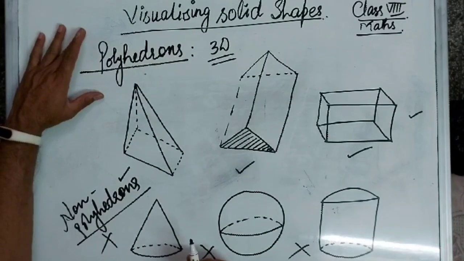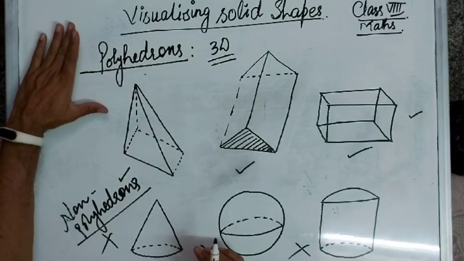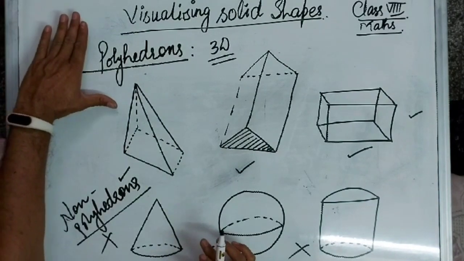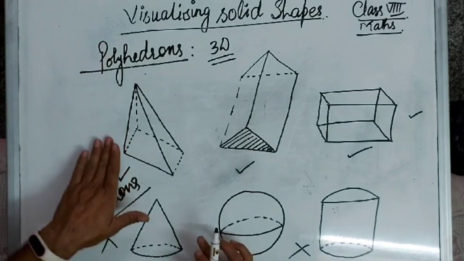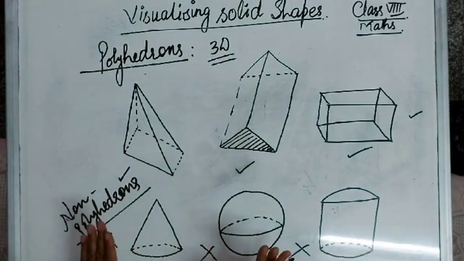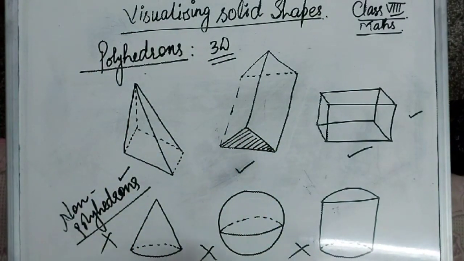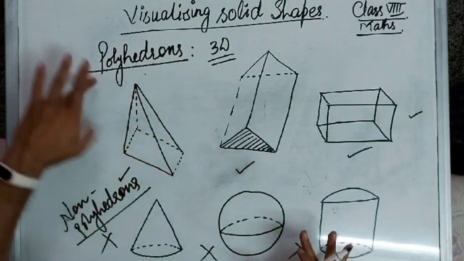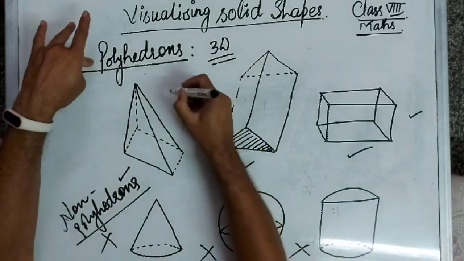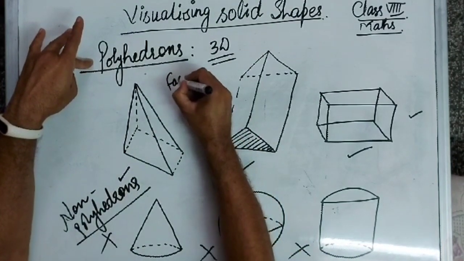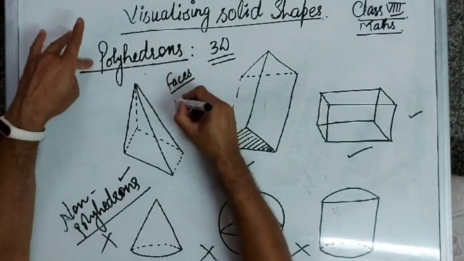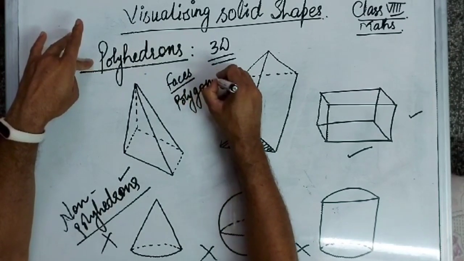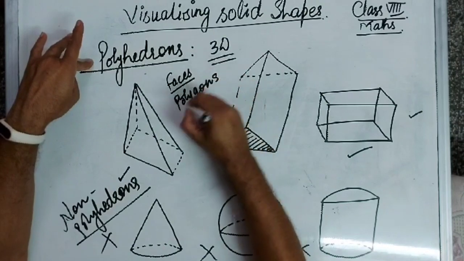We have a new topic of polyhedrons. Polyhedrons are three-dimensional figures. Polyhedrons are basically made up of polygons, right? So all three-dimensional figures made up of polygons only are known as polyhedrons. So what we have here, faces. All faces are polygons.